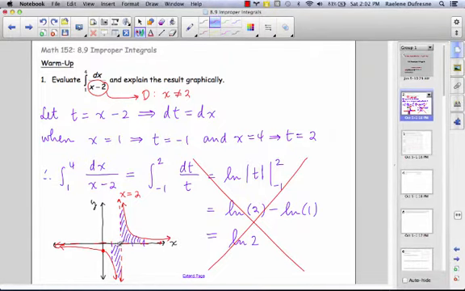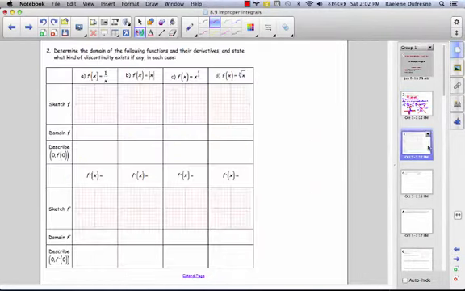So let's proceed. This section on improper integrals will tell us what happens if we have a vertical asymptote in the integrand function. In number 2, determine the domain of the following functions and their derivatives and state what kind of discontinuity exists in each case, if any.